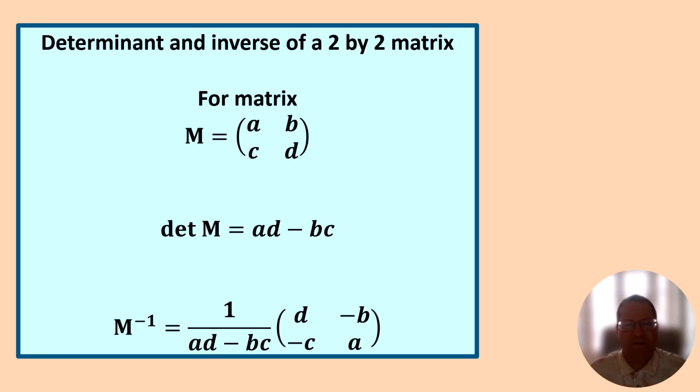Now we're going to look at how to find the inverse of a 2 by 2 matrix. And the first thing we need to do is to evaluate what is called the determinant, which is given by AD minus BC for the matrix ABCD. And the inverse matrix, M minus 1, is given by 1 divided by the determinant multiplied by D, minus B, minus C, A. So D and A, which are called the elements on the leading diagonal, have swapped around, and B and C have changed signs.